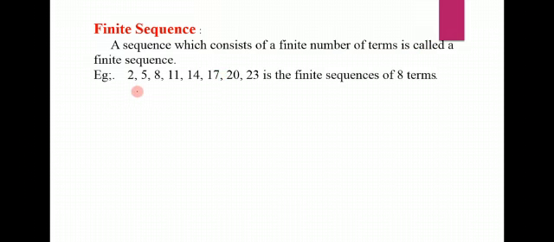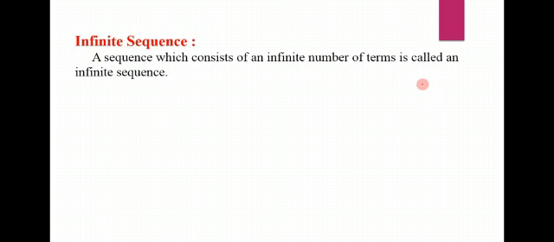Let us see this example. This is an example of a finite sequence. Why? Because there are only 8 terms. That means we are able to count how many terms are there. Then it is said to be a finite sequence. And you can guess what the next type of sequence is. Yes, you are correct, that is the infinite sequence. The definition of an infinite sequence is a sequence which consists of an infinite number of terms.